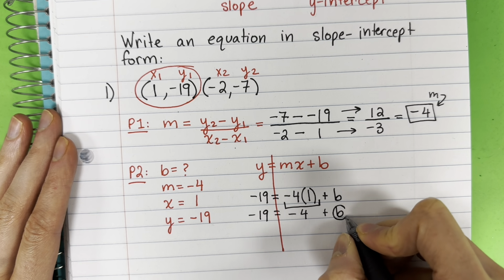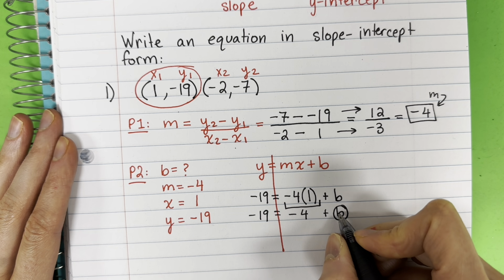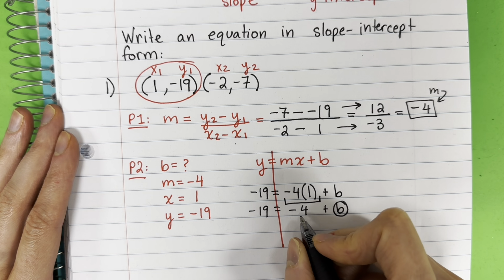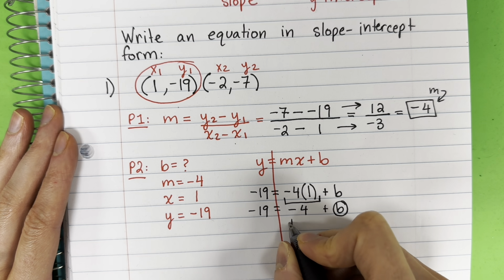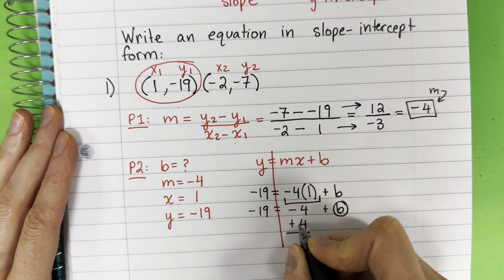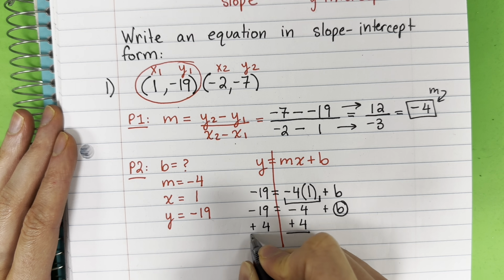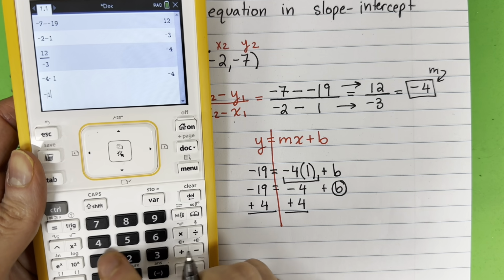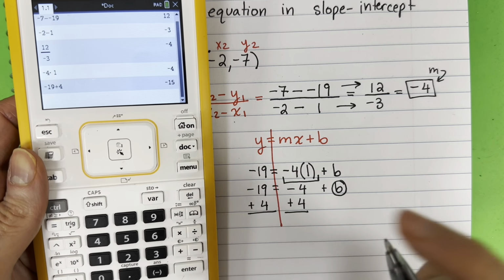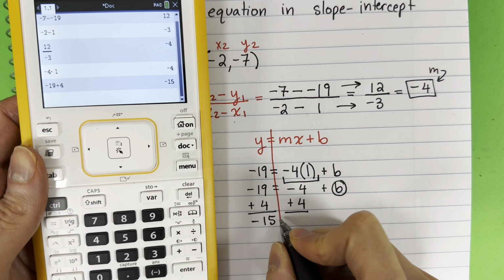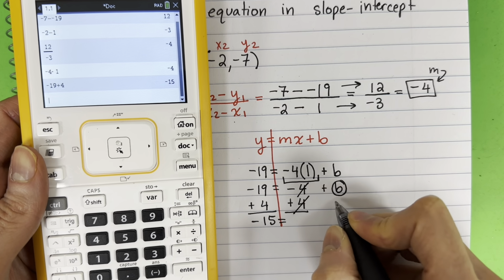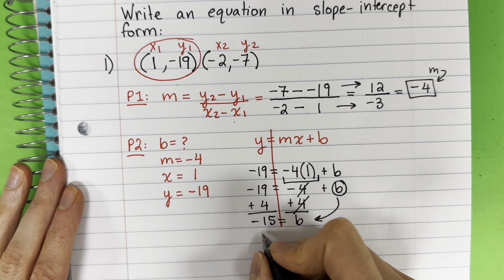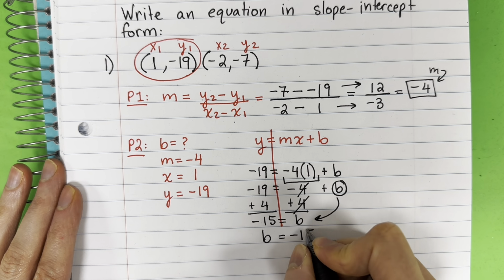I want the b alone. The b is not alone on the right side. What do I have with b? I have this -4 that I need to move. The opposite of negative is positive, so +4. When you do an opposite, you copy to the other side. Let's go ahead and put in the calculator negative 19 plus 4. Negative 15 equals negative 4 plus 4 cancels. Copy down your b, and then we're going to switch because we always want that letter in the front. b equals negative 15.